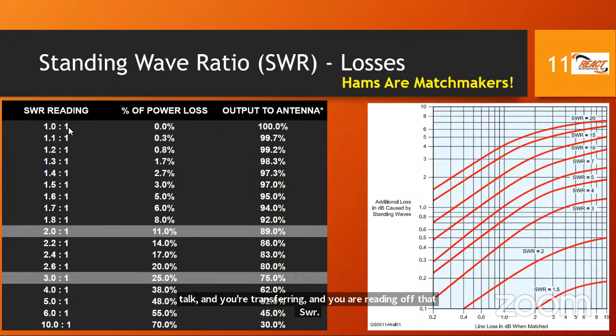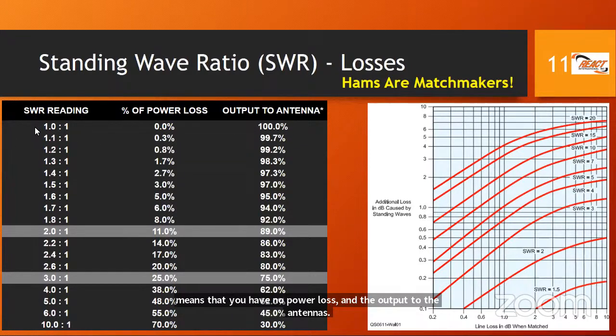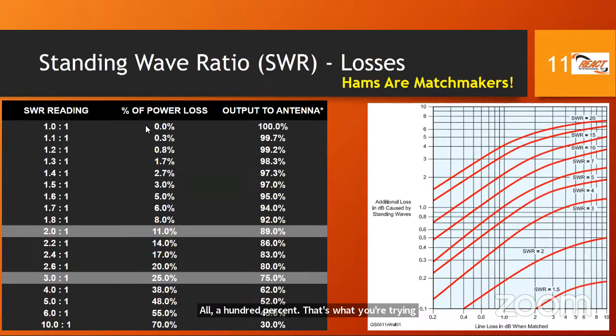That's ideal, challenging to achieve. There are things that you can do to achieve it, but challenging to achieve. That's ideal. That means that you have no power loss and the output to the antenna is all 100%. That's what you're trying to aim for as a ham. Why? Because as a ham, we are all matchmakers. When we have that ideal or perfect match, we have maximum power transfer. That's what we're trying to do. But it's not as easy to achieve.